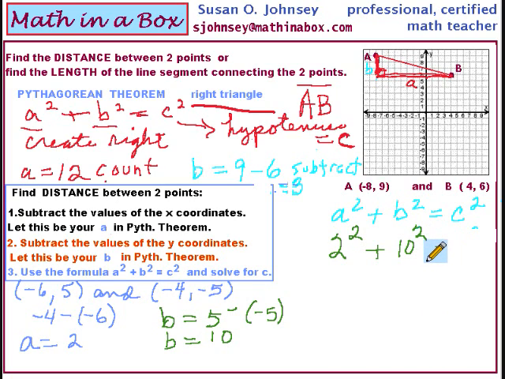2 squared is 4. 10 squared is 100. This is equal to our c squared, so c squared is 104. You can use the calculator, and the square root of 104 is 10.2.